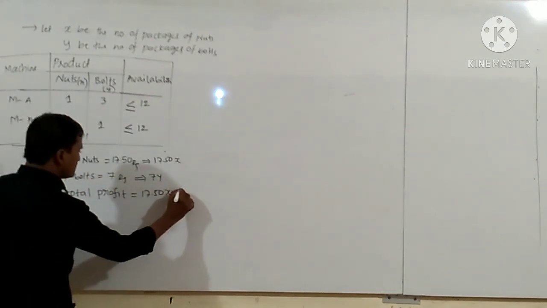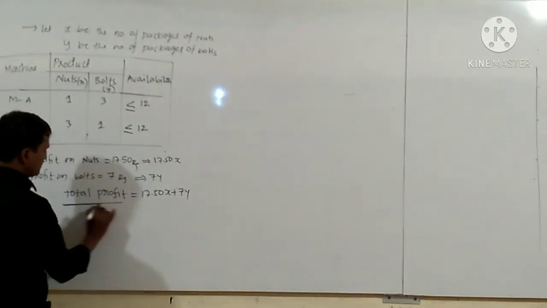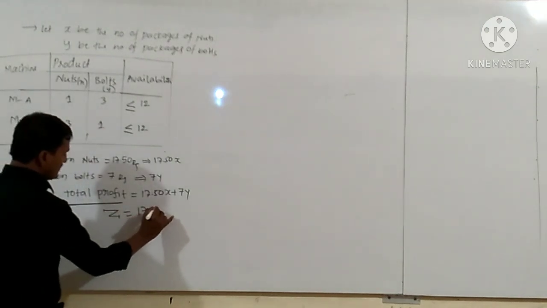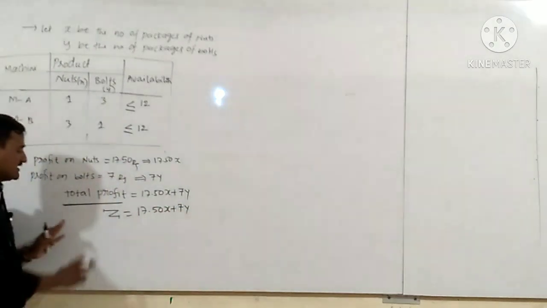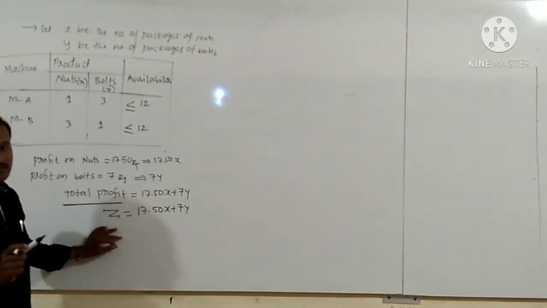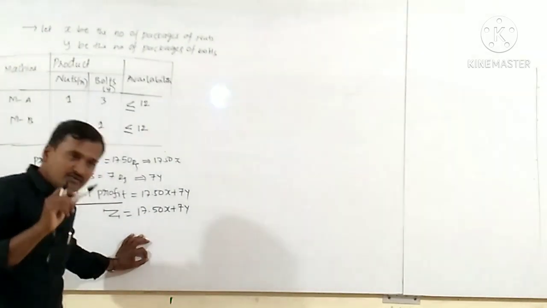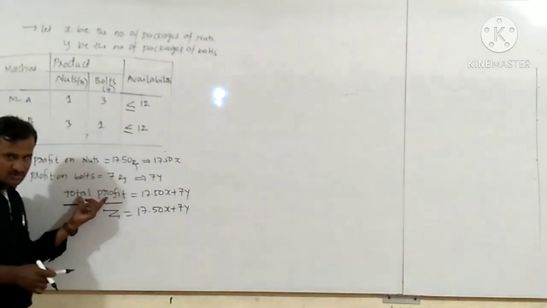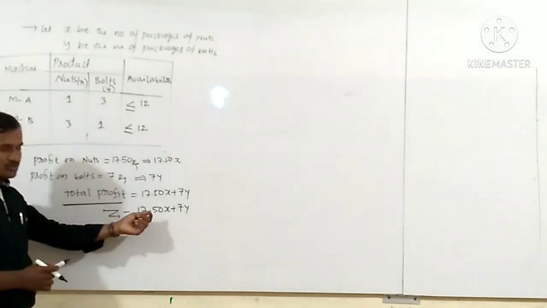17.50x plus 7y. Okay, right. This total profit, this I will represent as z. Z is equal to 17.50x plus 7y. Hence it is called the objective function. Objective function is nothing but a linear function involving the decision variables. So that objective function here I have taken as total profit. Total profit here we will take as z. Z is equal to this one.